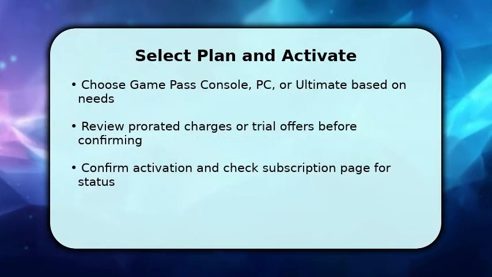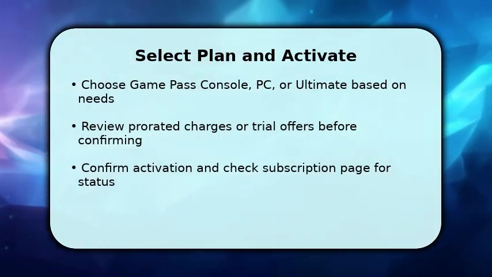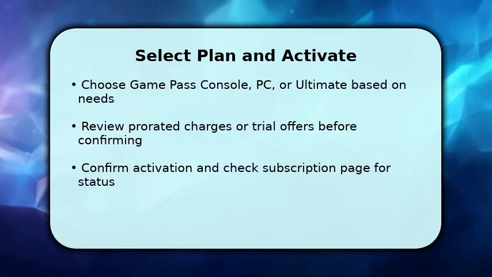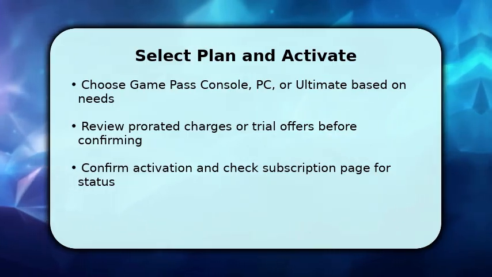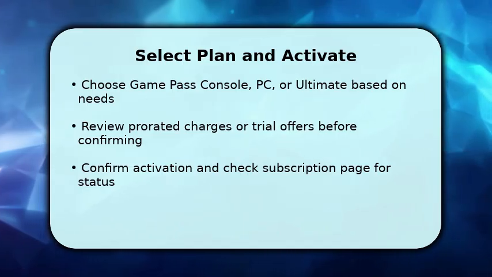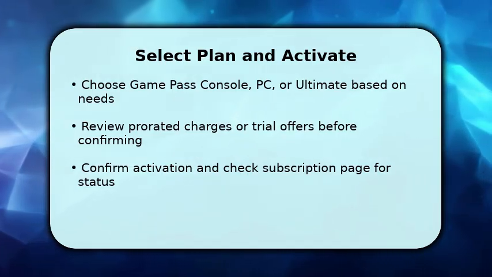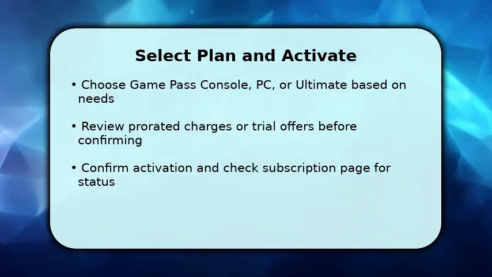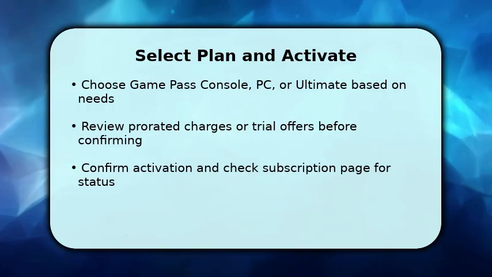Once done redeeming, you must pick the correct Game Pass tier because each unlocks different libraries and benefits. If you choose Ultimate, it may convert existing subscriptions. Make sure you understand any prorated time changes. After selection, confirm activation and wait for the success message.